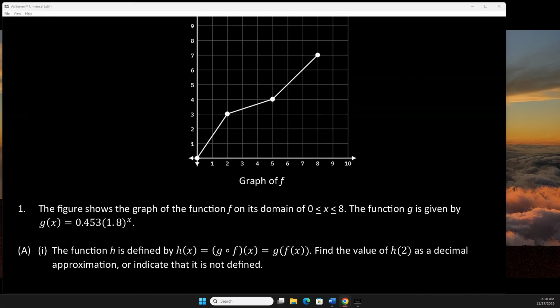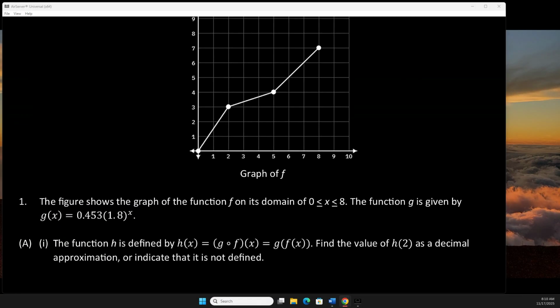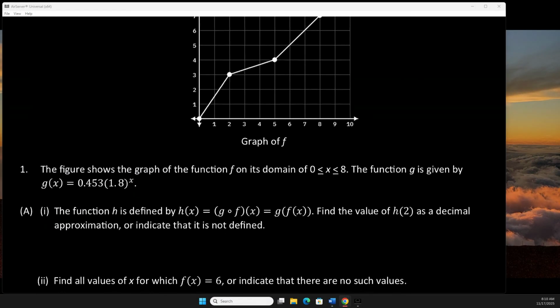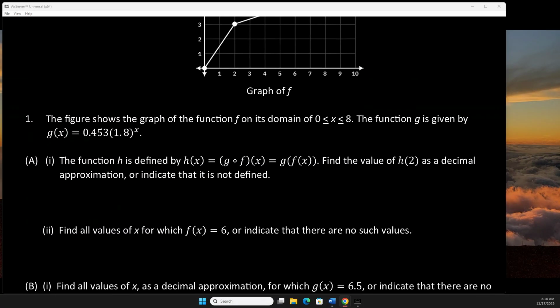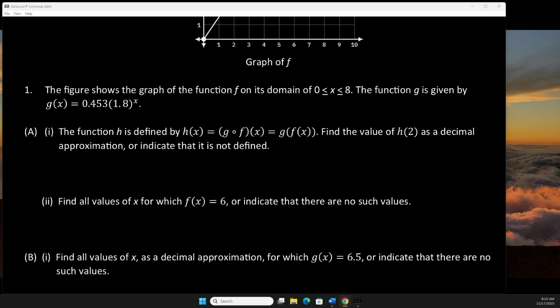And so f is a function that consists of line segments that are connected, and its domain is between 0 and 8. And then g is an exponential function. And so A1, we have another function, h, that's defined as g of f of x. And we want to find h of 2, and h of 2 is g of f of 2.